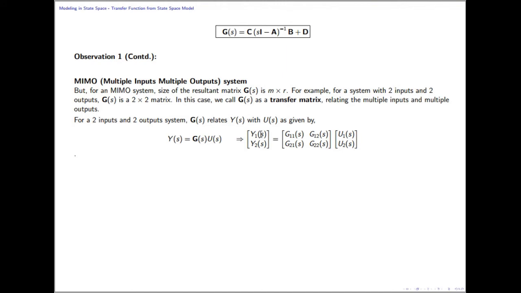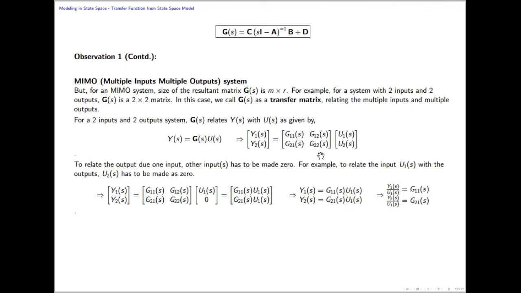That means since it has got two outputs, Y of S is an output vector containing Y1 of S and Y2 of S. And similarly, since it is a two input system, there will be two inputs, u1 of s and u2 of s. And this G of S is also going to be a matrix of the size 2 cross 2. So I'll just mark the elements in the matrix as g11, g12, g21, and g22. Usually the transfer function relates a particular input to a particular output. But here, more than one output is related to more than one input.